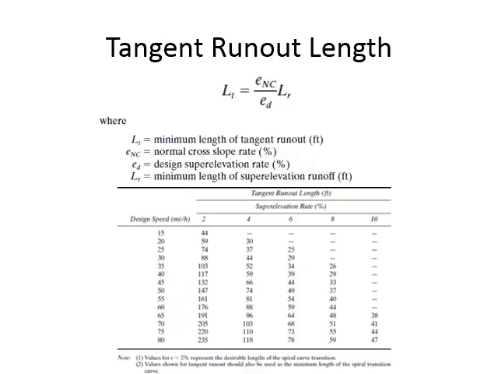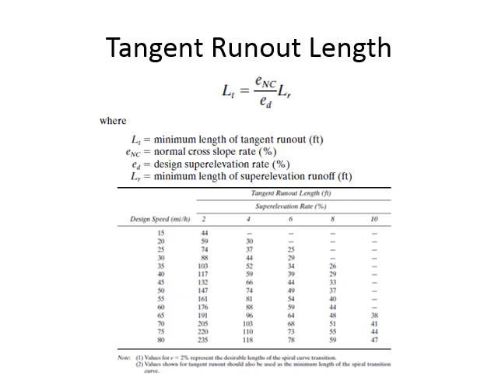Then this is the equation for calculating tangent runout length. Again, tangent runout is a part of attaining super elevation in which the slope goes from normal to zero. Okay, it is happening on the tangent. So here what do we need? We need the normal slope. ENC means normal slope, ED means super elevation, and then we need the super elevation runoff length. So although runoff happens after tangent runout, we need its length in order to calculate tangent runout.